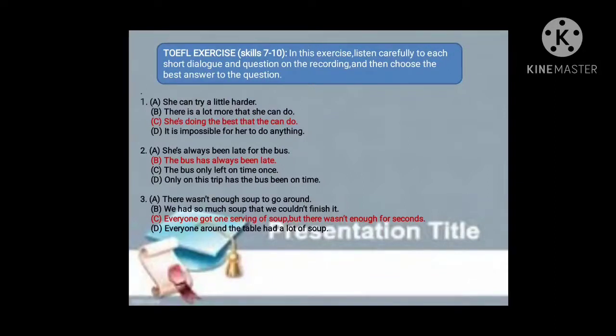Number 3. Was there enough soup to go around? There was barely enough soup for everyone at the table. What does the woman mean?